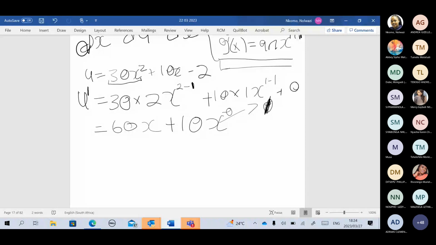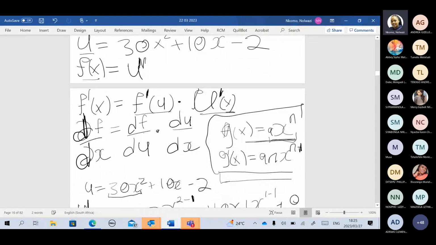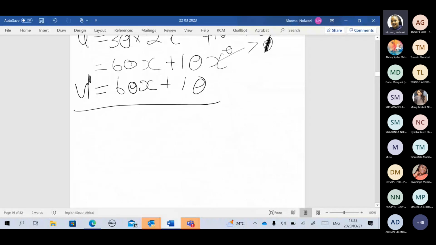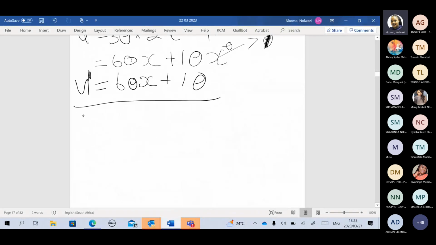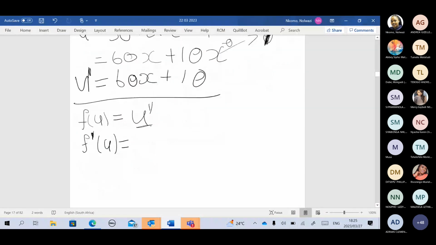But remember, we said we want U prime and F prime of U, right? We said F of U is equal to U to the power 11, right? We want the derivative of this function. Again, we use a power rule. Our A is 1 and our N is 11, right? If we use a power rule here, we'll have 11 U to the power 10, right?